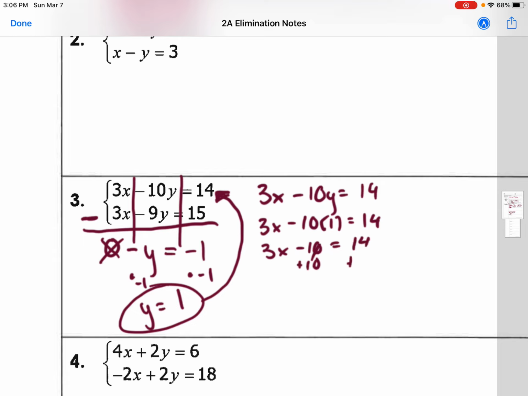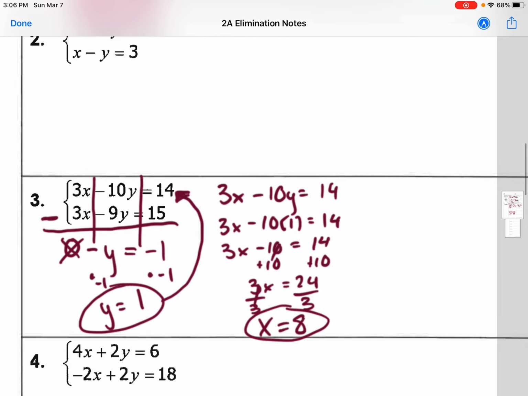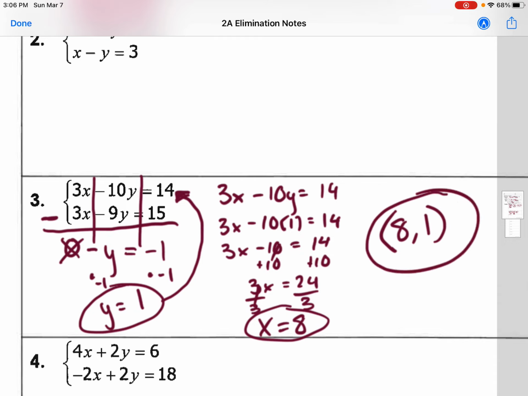So 3x minus 10 equals 14, plus 10 to both sides. We're left with 3x equals 24. We're going to want to divide by 3 on both sides, keep the equation balanced and happy, and we're left with x equals 8. Delightful. So now we have both our x and our y values, so we just need to write them as an ordered pair. 8, 1. That would be our final answer.